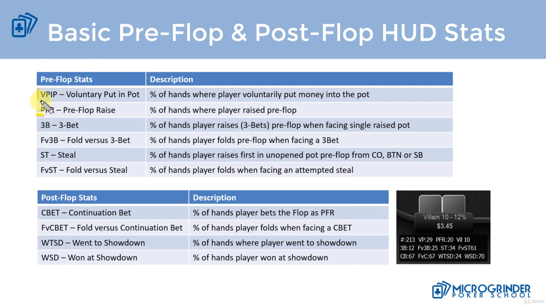The first stat is VPIP, which is voluntarily put money in the pot. This is whenever you're voluntarily putting money in the pot. So when aren't we voluntarily putting money in the pot? Well, when we're in the blinds, we're forced to put money in the pot, so that doesn't count. Whenever we're limping, whenever we're raising, whenever we're 3-betting, whenever we are making the decision to put money in the pot, that's going to go towards this VPIP stat.